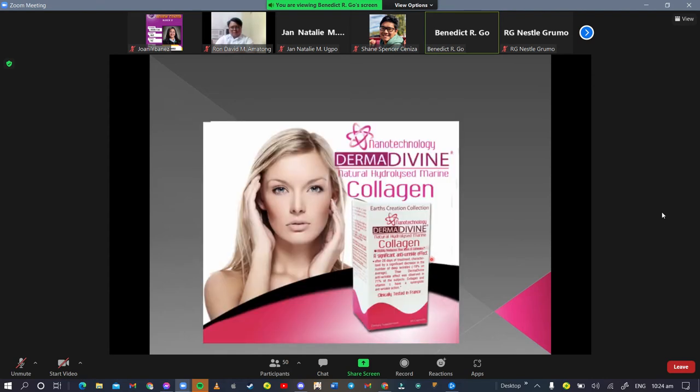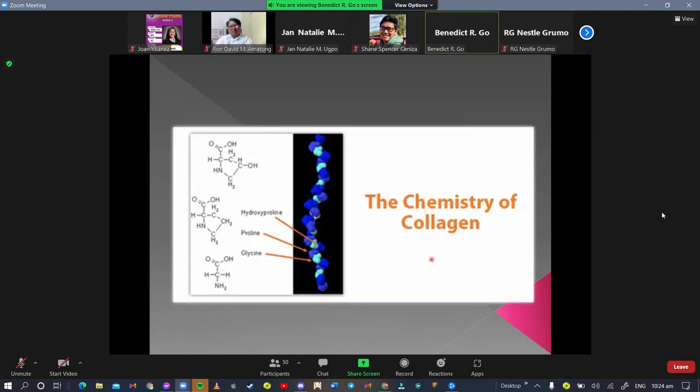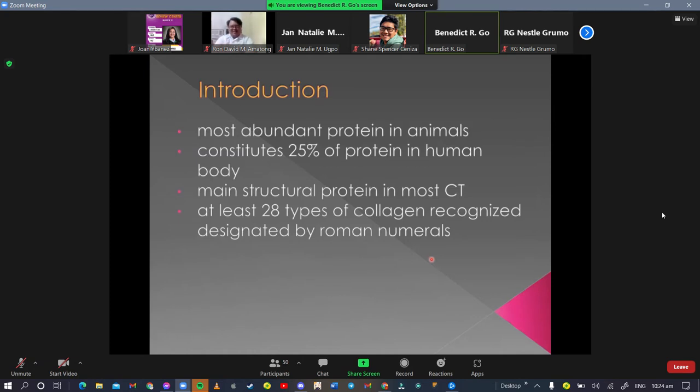Collagen, you hear that usually in beauty products, aesthetic medicine enhancements, lip injections. But as first year students, I think you should know what the chemistry of collagen is all about before moving into aesthetics. So, introduction. Collagen is the most abundant protein in animals. They constitute 25% of proteins in the human body.